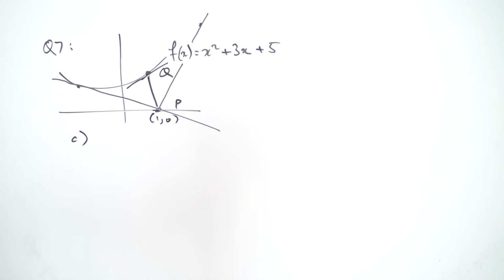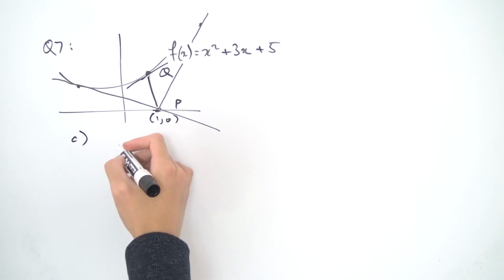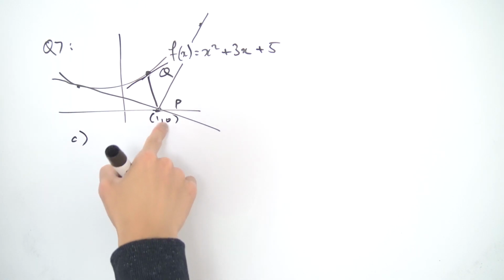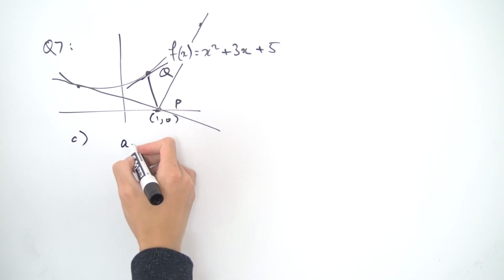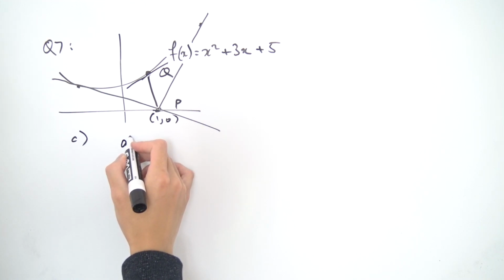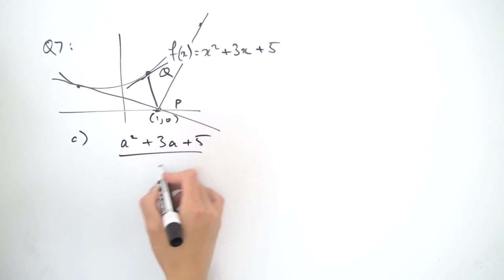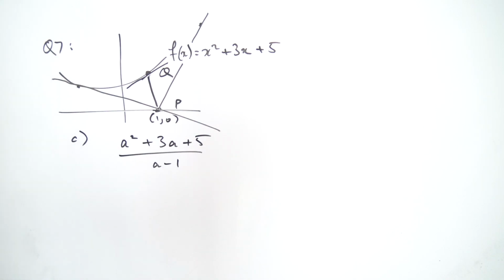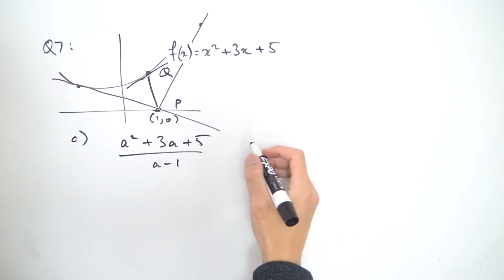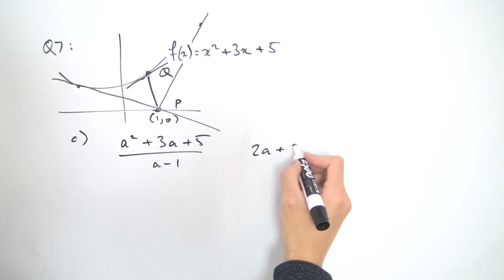And in order to do that, well, you know two things specifically. You know how to find the gradient of the line that connects any points on the curve to P. And we found that from part B. It was equal to a squared plus 3a plus 5 divided by a minus 1. And you know how to find the slope of the tangent to the graph at any point. And that's equal to 2a plus 3.